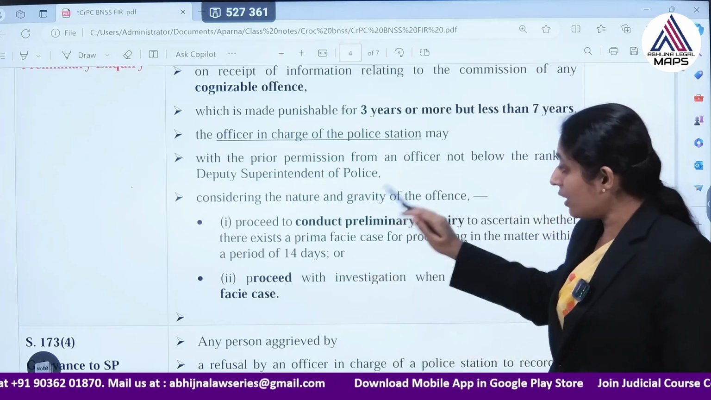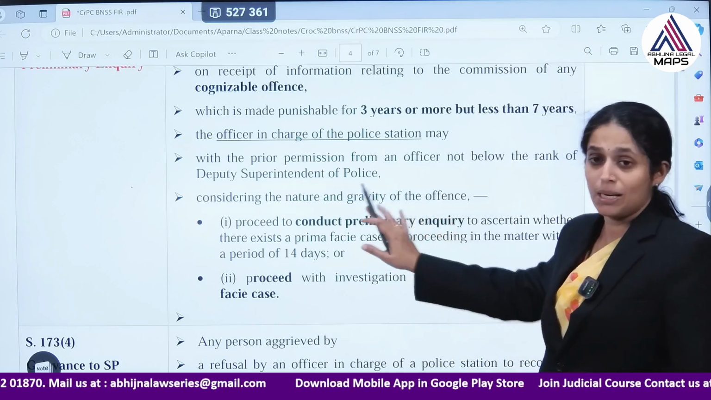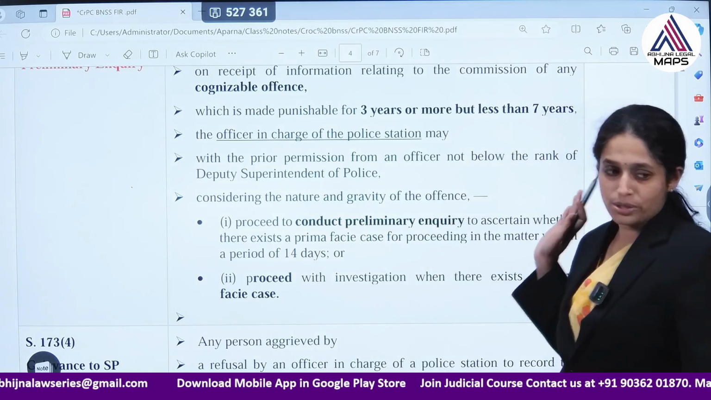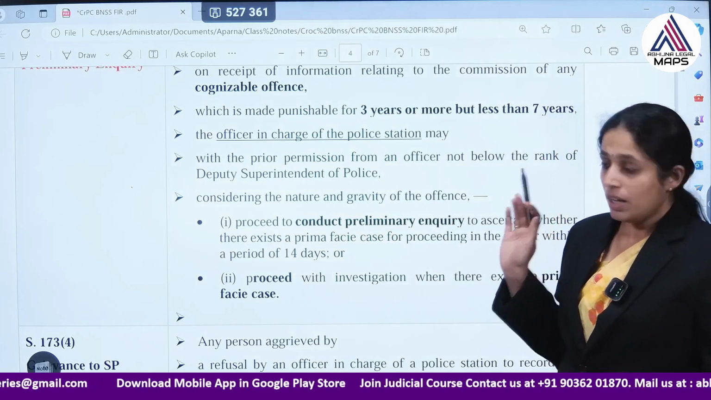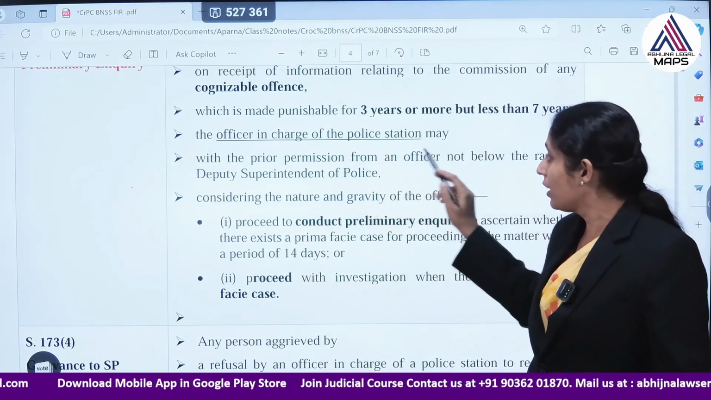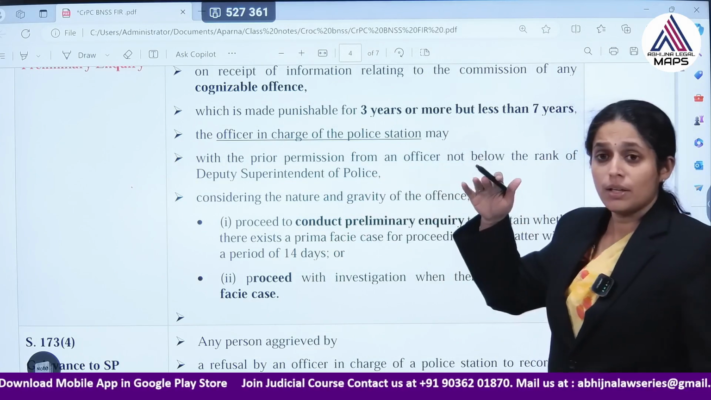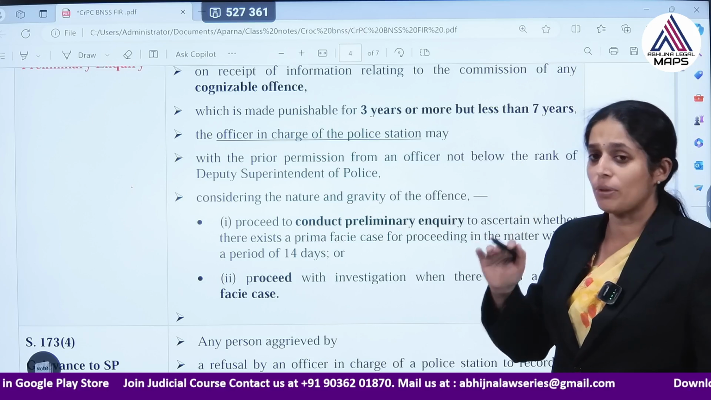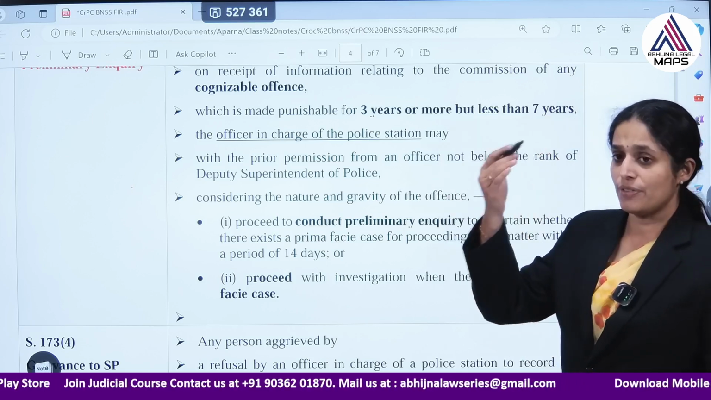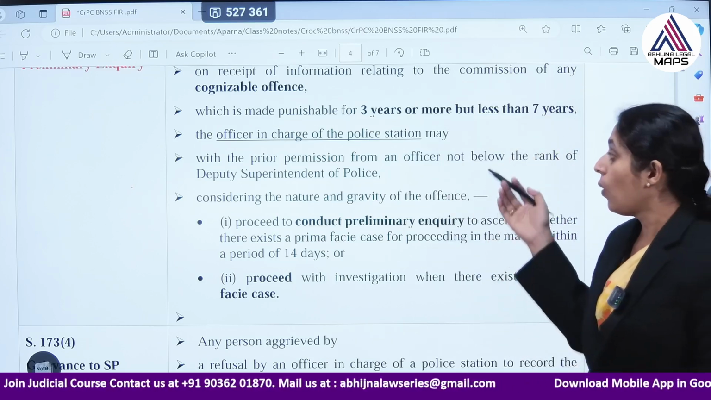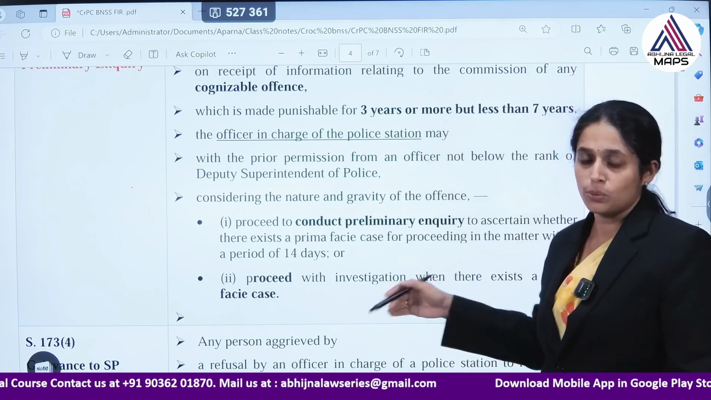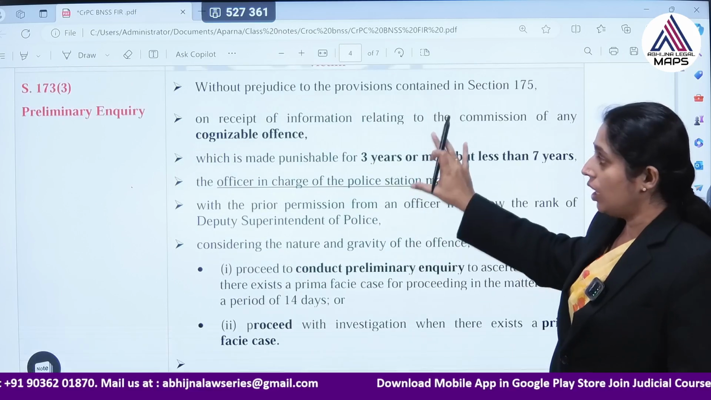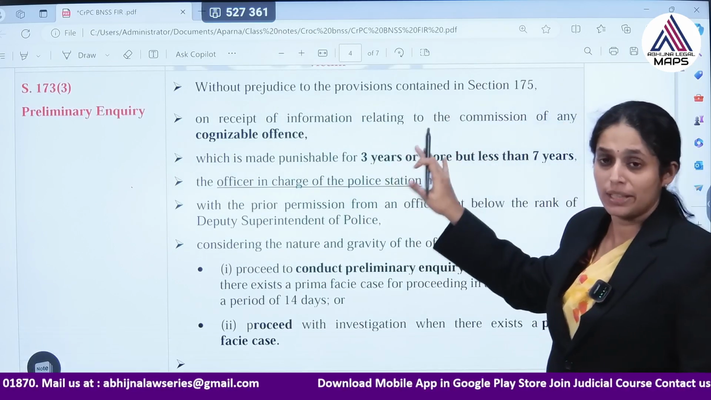Okay. So, whatever it is, the preliminary inquiry has to be conducted within 14 days of receiving such information, and he has to take the permission from the officer who is not below the rank of deputy superintendent of police. So, either the deputy SP or higher officers have to give the permission to the officer in charge of the police station to conduct the preliminary inquiry. So, this is one of the very important concepts which has been included here.